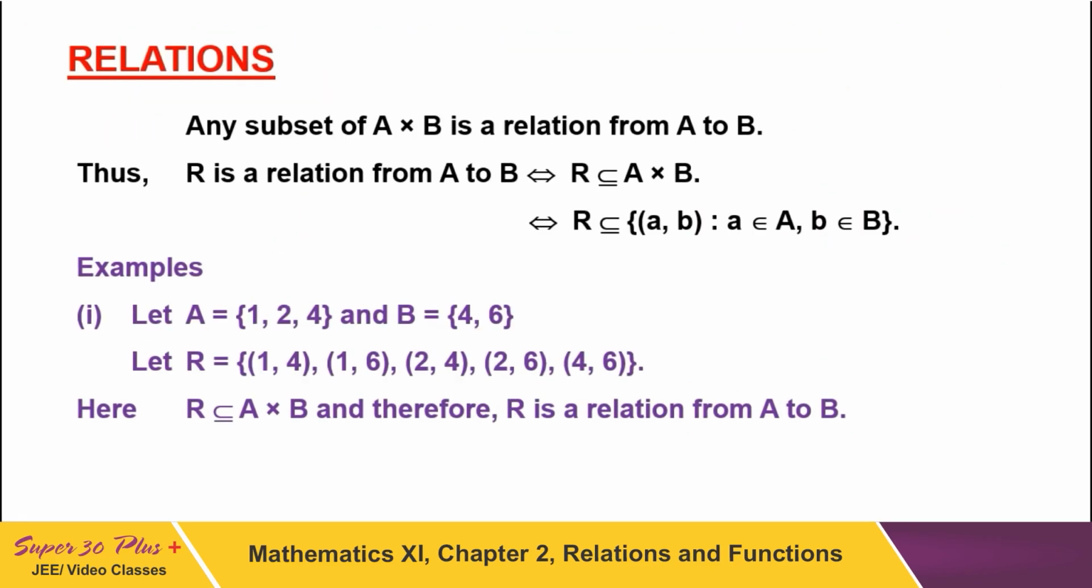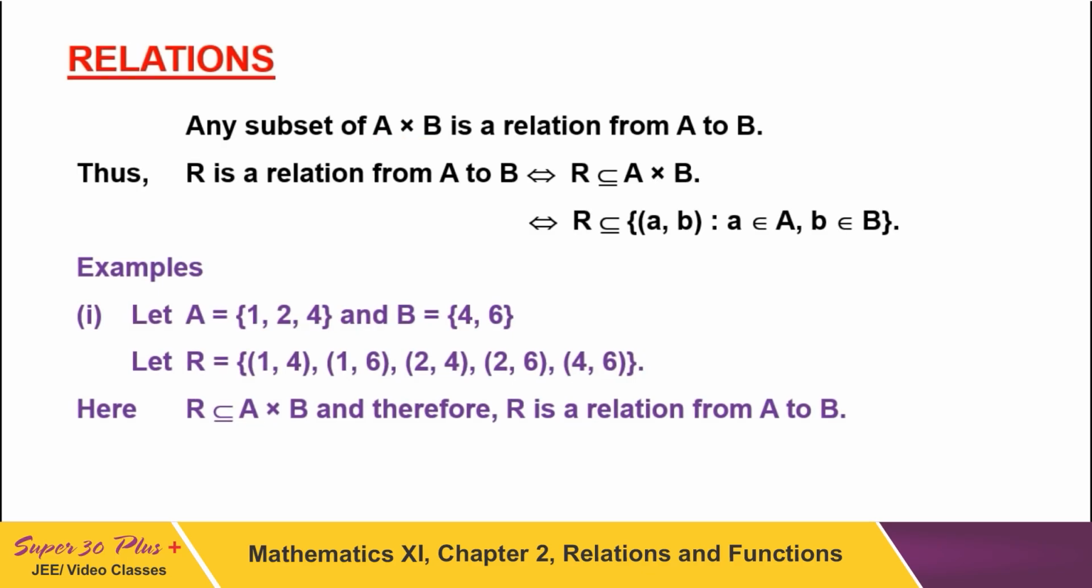Students, now it is time to understand the relation. Why did we study the Cartesian product of sets and ordered pairs? It is because of relations, because a relation is a subset of A cross B. This is the basic definition of a relation defined from set A to set B. If a relation is defined from set A to set B, then it is necessary that it be a subset of A cross B, which is the Cartesian product of the two sets.